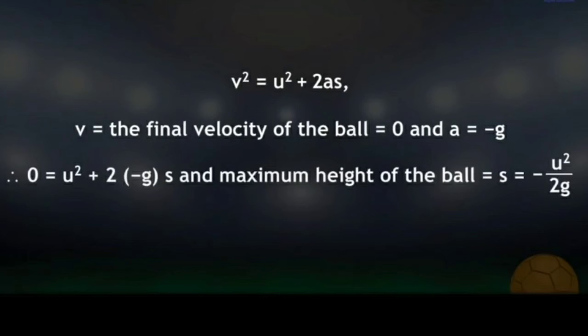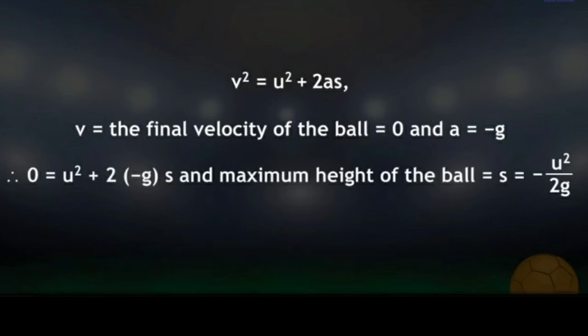Now what is v over here? v is the final velocity of the ball. So what will it be? Yes, correct. It will be 0. And a will be minus g. Why are we indicating minus g? Because the ball is thrown upward, in the opposite direction, so we write acceleration as negative. We have just learned this in gravitational potential energy.